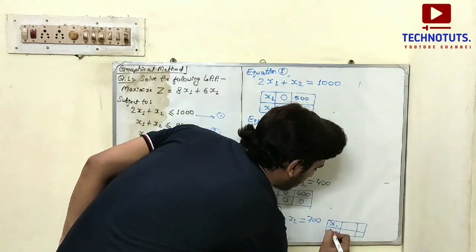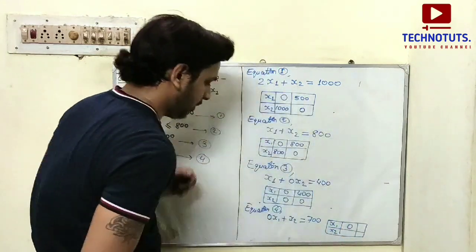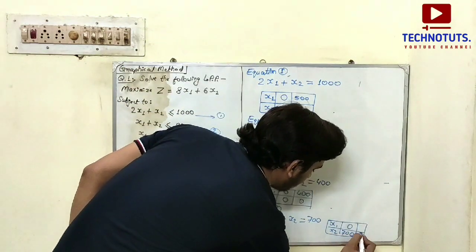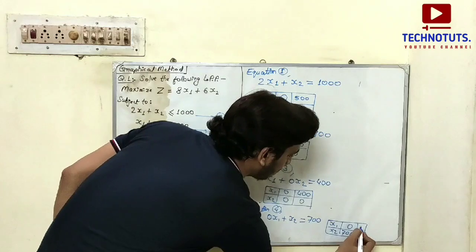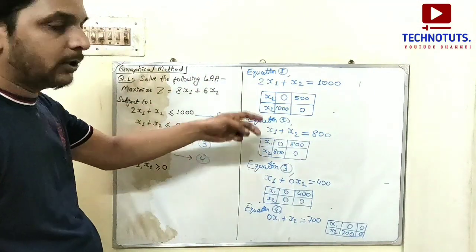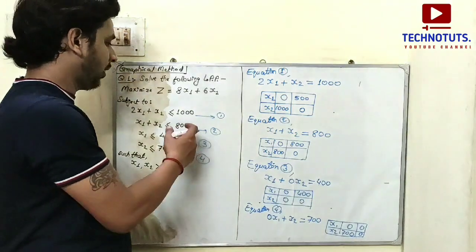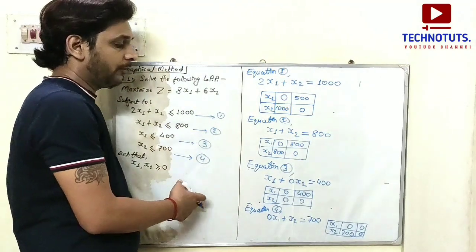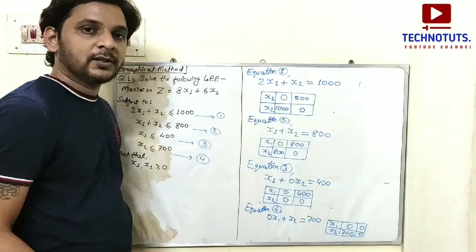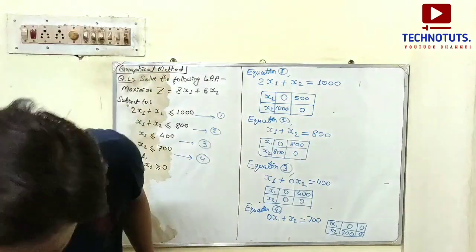Right here x1, right here x2. When x1 is 0, x2 is 700, and when x2 is 0, x1 is 0. Okay, now we have got all the coordinates of all the equations, equation 1, 2, 3 and 4. Now what we have to do is plot a graph for all these 4 equations. Okay, let us plot the graph.